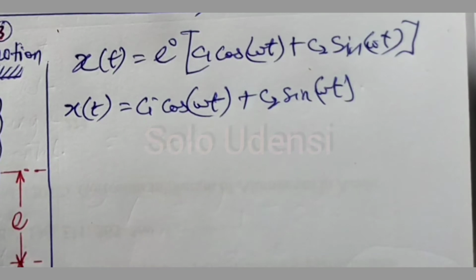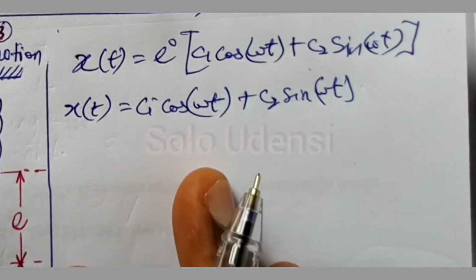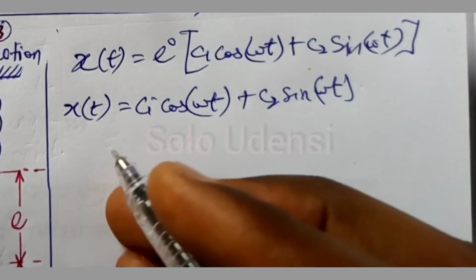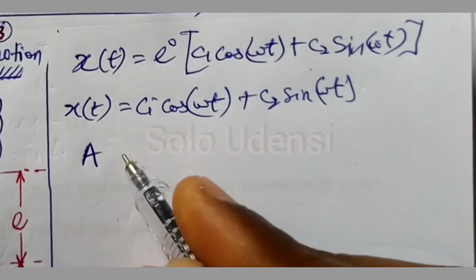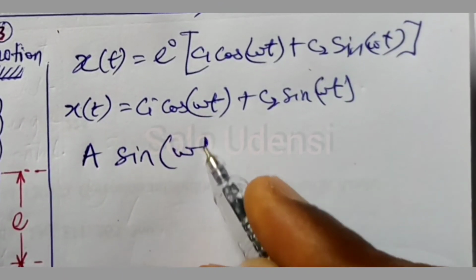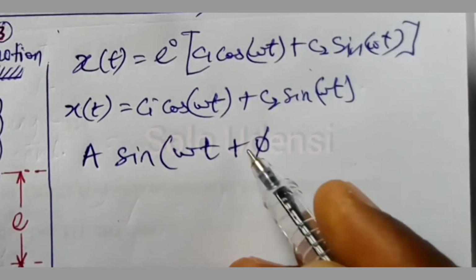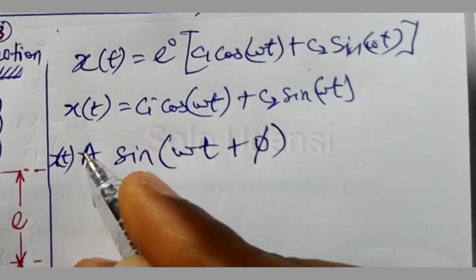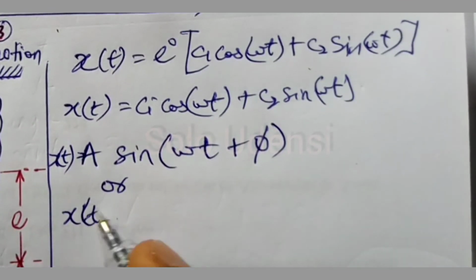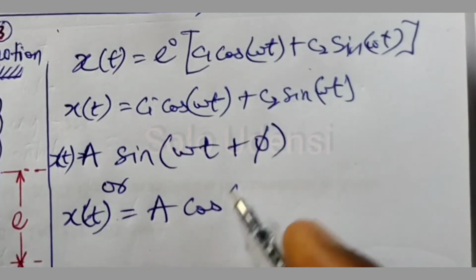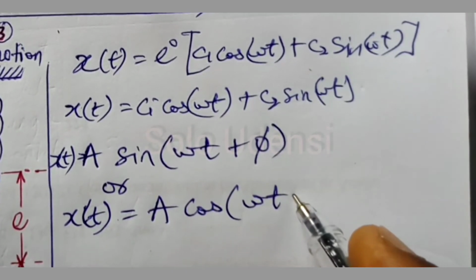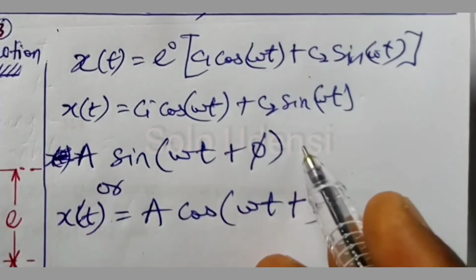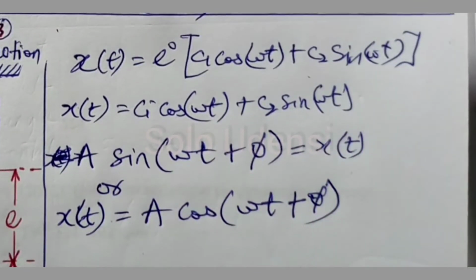I want to solve this analytically. This type of equation appears in many practical problems in physics and engineering, and we can write it in this form: a sine omega t plus phi. It can be plus or minus. Remember x of t is equal to a cos omega t plus or minus phi. Let's use plus phi since we are using this. So this thing is x of t.